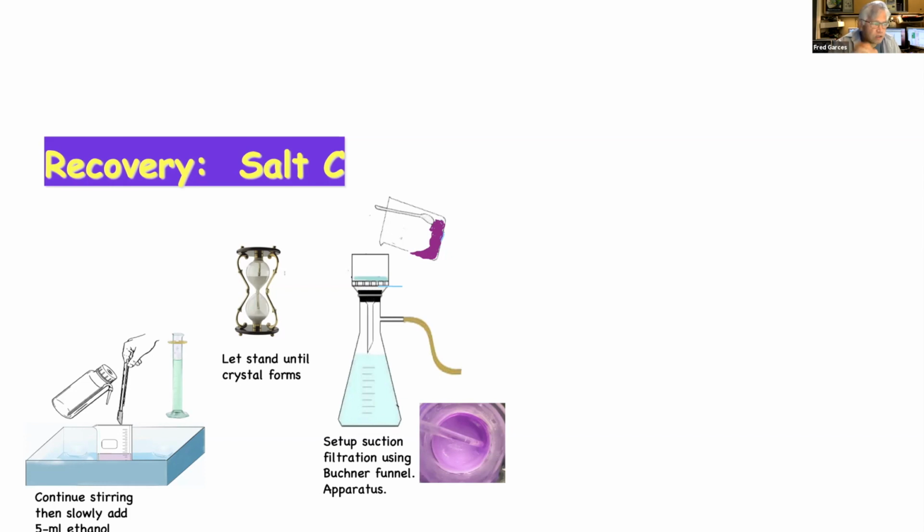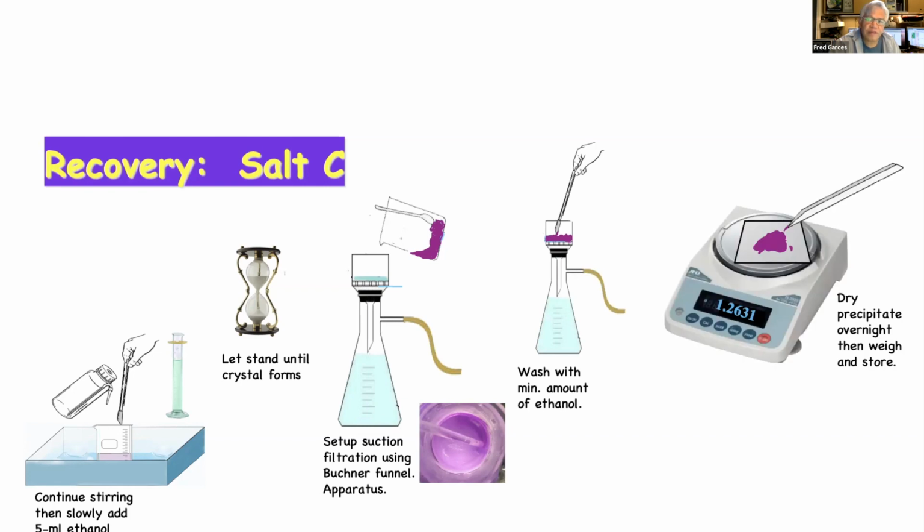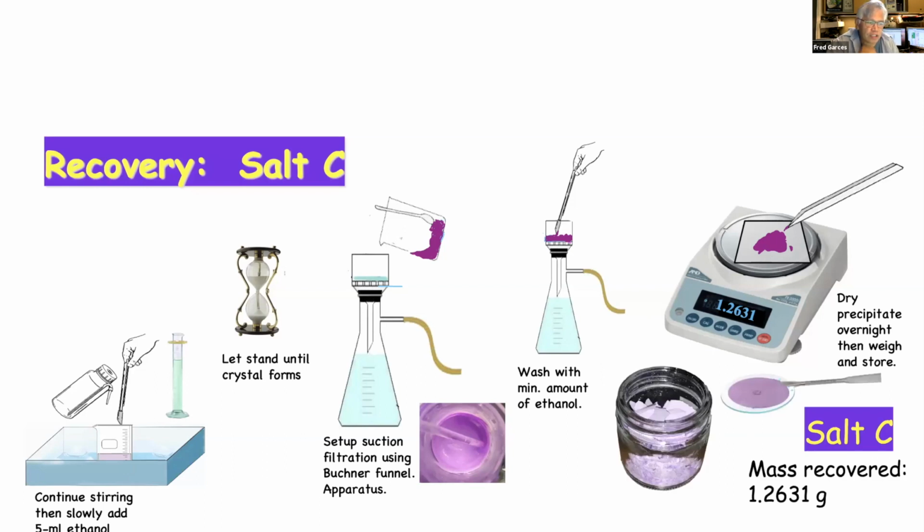Pay attention to the different colors of this salt because it tells you they are different compounds. The color is a good way to indicate you have different compounds or at least some contaminants. The mass of the final product is 1.2631 grams, and this is what it looks like in the end.